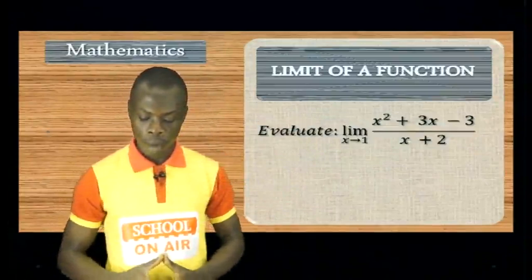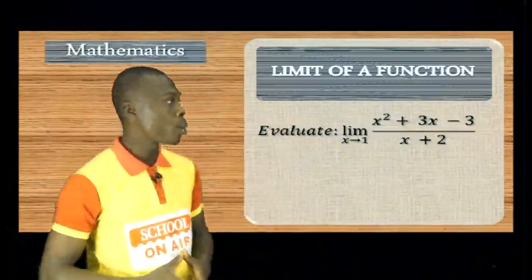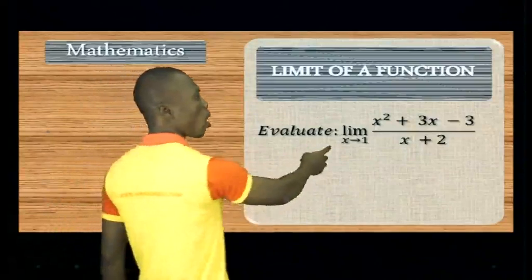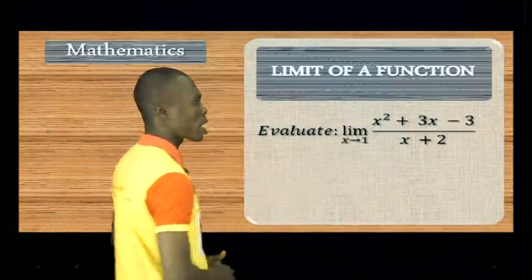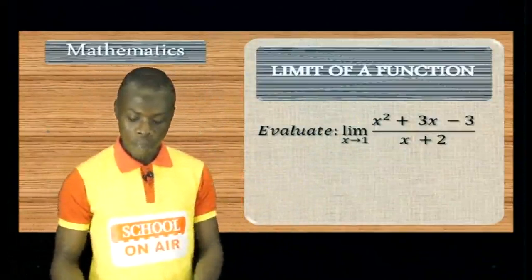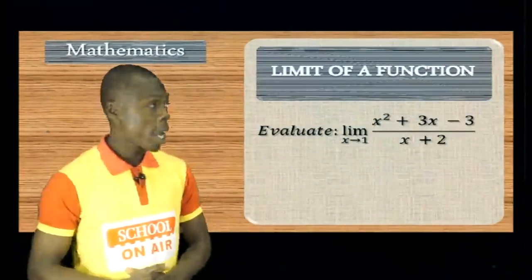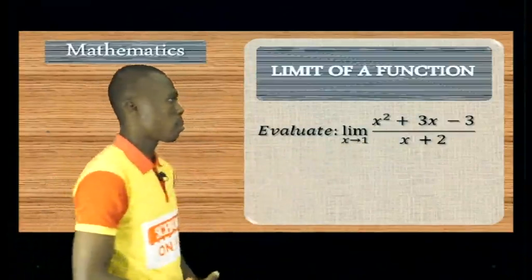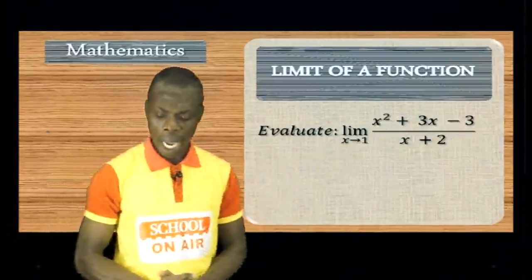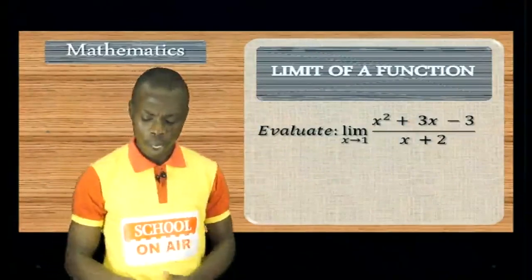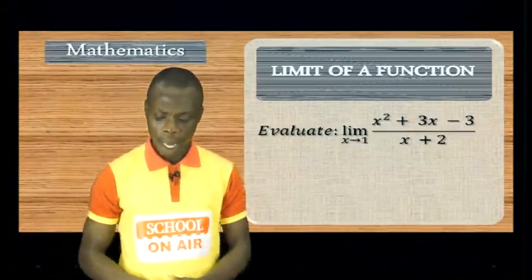When we talk about direct substitution, let's take a look at another quick example. This one says evaluate the limit of x squared plus 3x minus 3 over x plus 2 as x approaches 1. So how do we obtain that limit? Let's go on and see how that pans out.